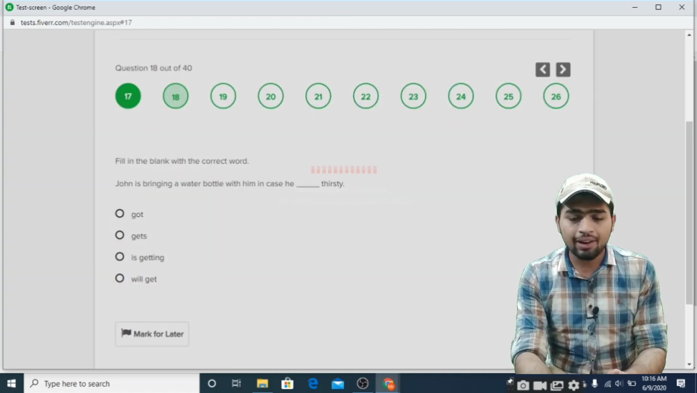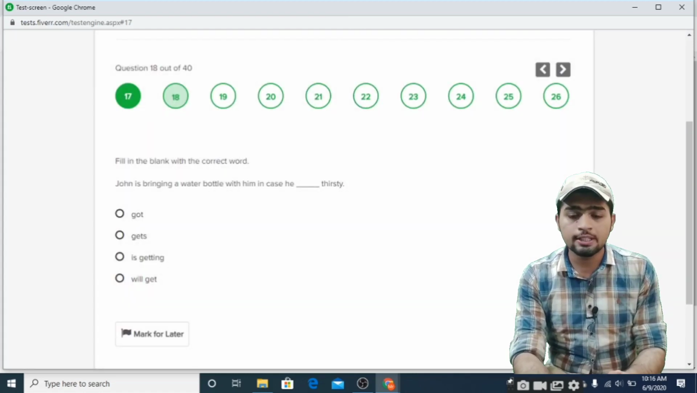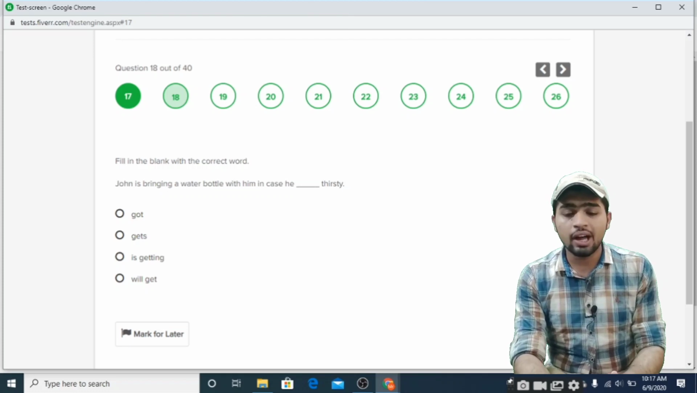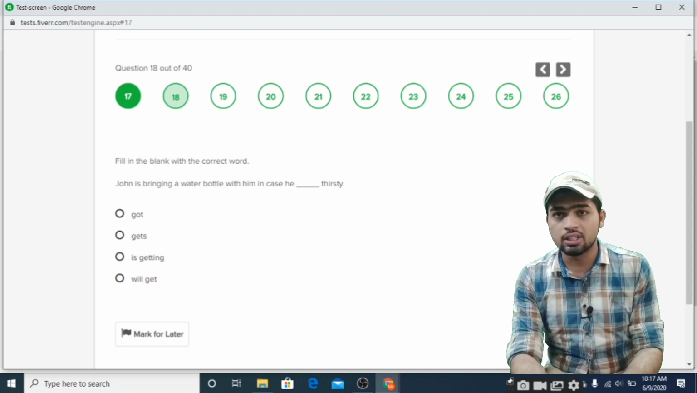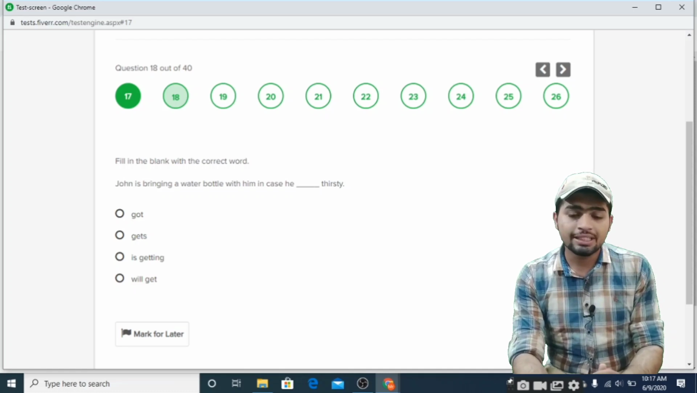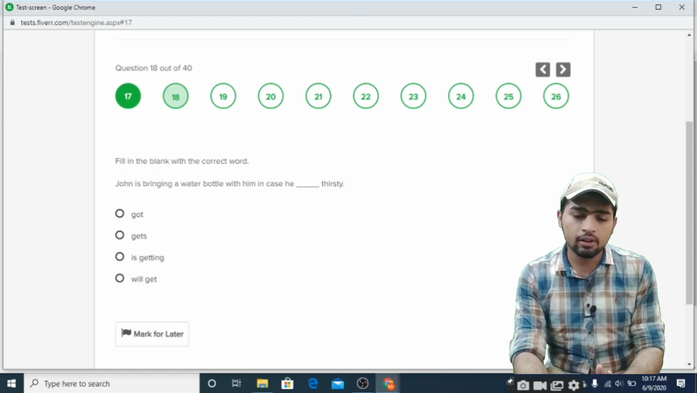Next one, fill in the blank with the correct word. John is bringing a water bottle with him in case he dash thirsty. He got thirsty. He gets thirsty. He is getting thirsty. He will get thirsty. Which one is the correct answer? We have to find the correct word.